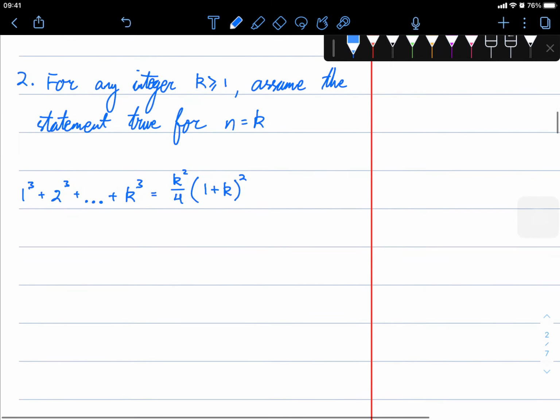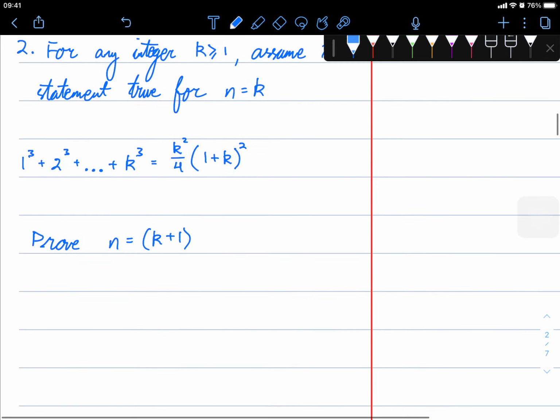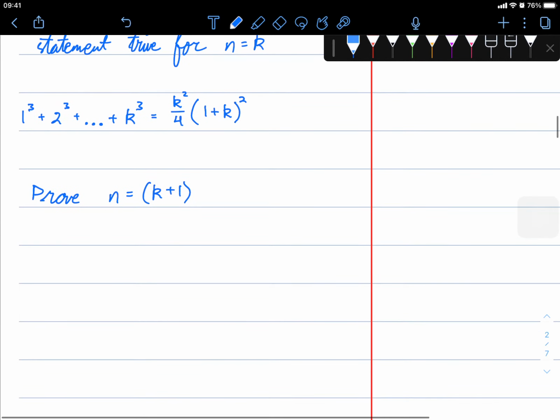Now, here's where it gets slightly tricky. We're going to prove n equals k plus 1. Now watch very carefully how I'm going to substitute this. So we're going to substitute this into where n was. So it's going to be now 1 cubed plus 2 cubed plus dot dot dot plus. Now before it was n cubed, we're substituting all of it into there.